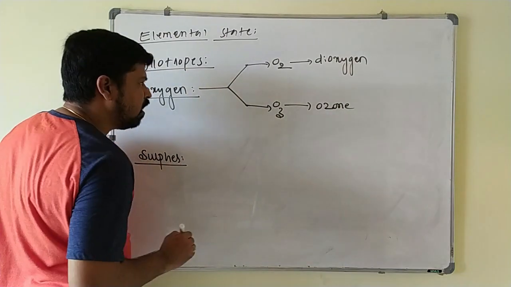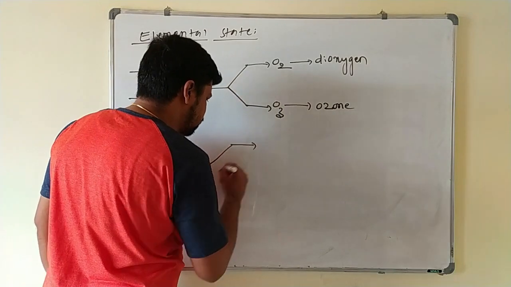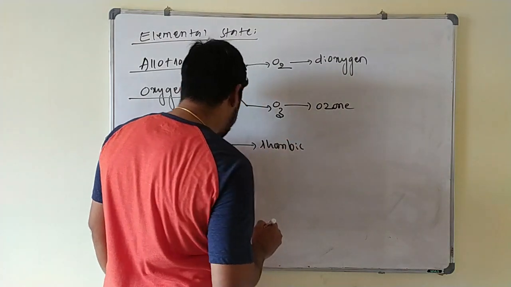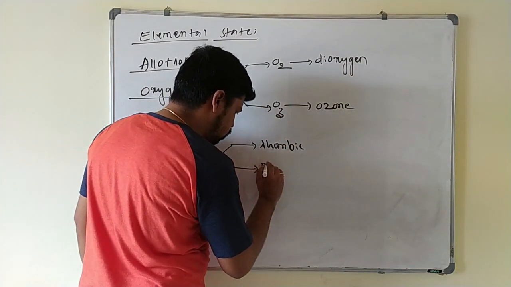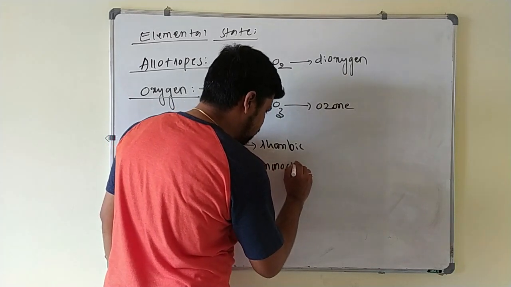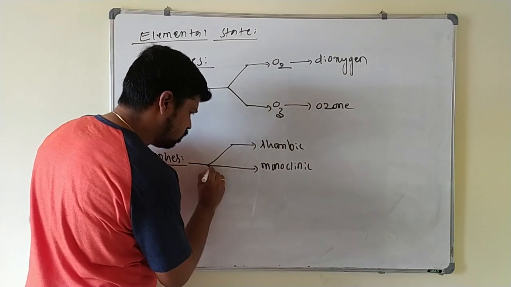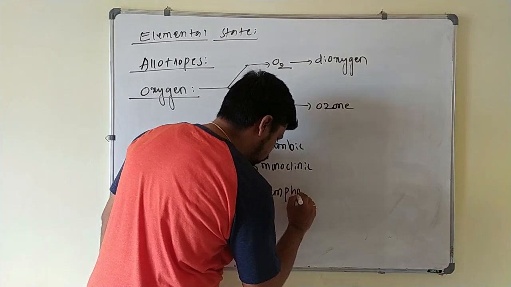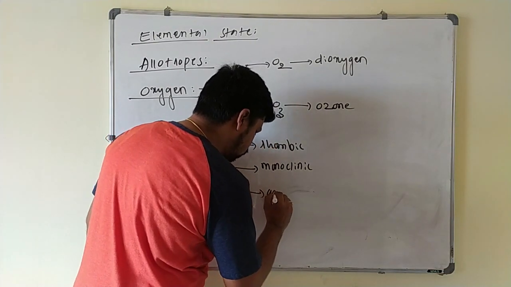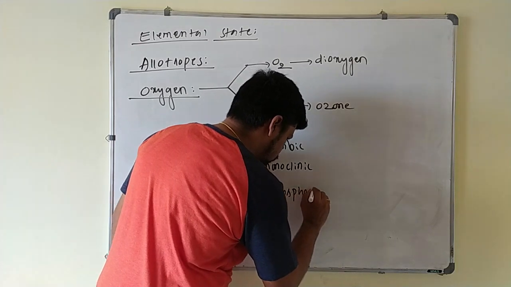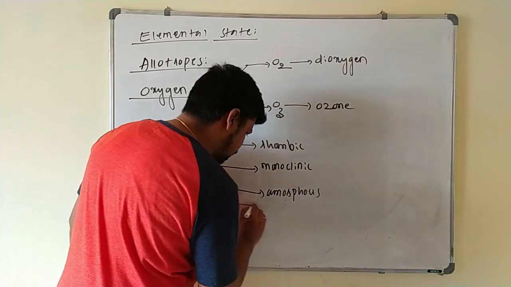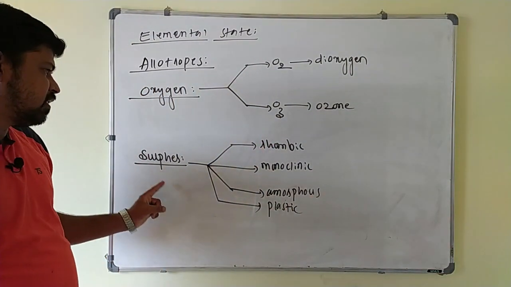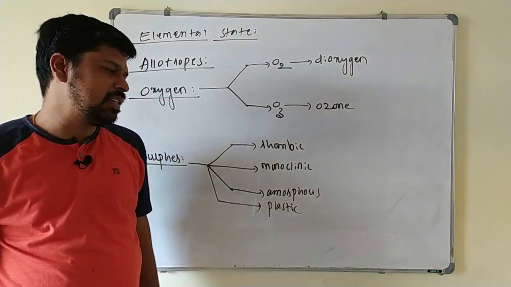Sulfur also shows allotropy, that is the first one. It exists as rhombic sulfur, monoclinic sulfur. Next is amorphous sulfur, and another is plastic form. Okay, sulfur exists as rhombic, monoclinic, amorphous as well as plastic here.